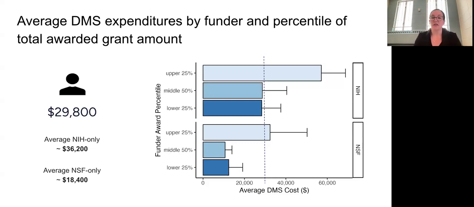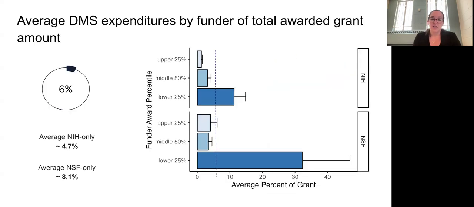What's interesting is if we look at this in terms of percent, and so on the next slide, even though the larger grants were spending more dollar amount in data management and sharing, when we look at that dollar amount as a percentage of their total grant, it's actually much smaller for those larger grants for both NIH and NSF than it is for their counterparts who have smaller grants, but still need to do the same kind of data management and sharing work. And so overall, on average, it was 6% across our sample. It's actually 5.8, so slightly lower than 6%, but rounds up.